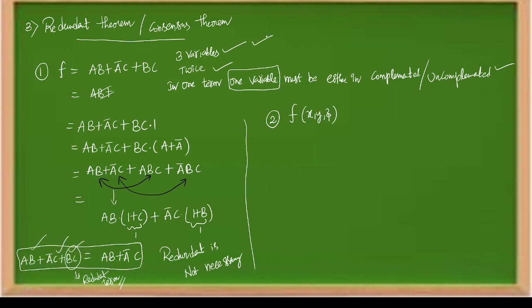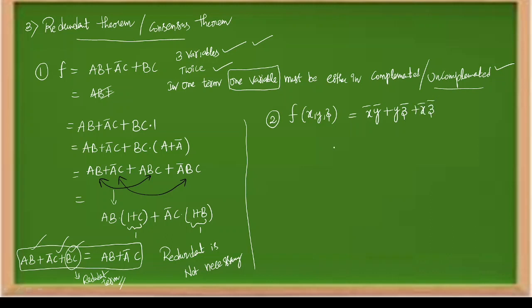So the first thing is satisfied. Next thing is each variable must appear twice. And the third thing is in one of the terms, one variable must be in uncomplemented form. Now I will use this condition. So I can write this as x complement y complement plus y z complement plus x complement z complement.